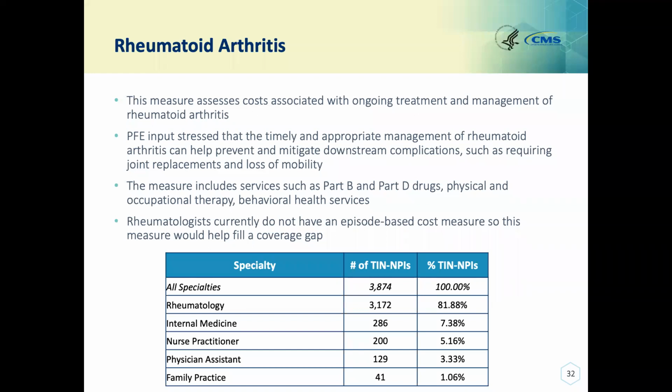This measure includes the cost of Part B and Part D drugs for the management of rheumatoid arthritis, as well as other treatment like physical and occupational therapy. It also includes mental and behavioral health services, as the input that we've received from our work group and from PFPs highlighted the importance of this kind of supportive care in managing this condition. So I'll now hand over to my colleague, Liz Peters, to walk through field testing materials.